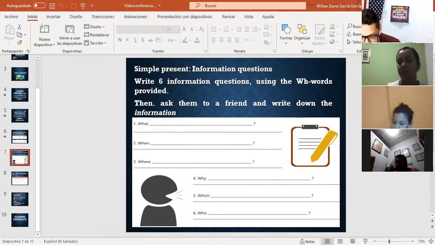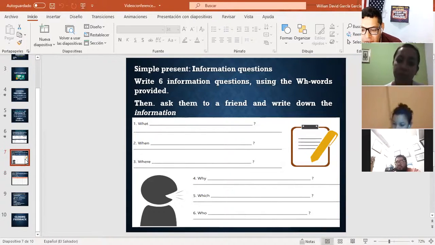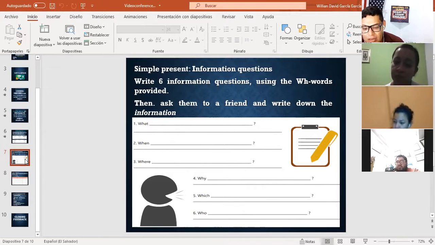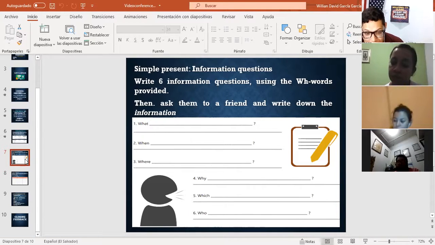Usted escribe la pregunta y luego cuando ya tenga las 6 preguntas, vamos a formar los breakout rooms otra vez y usted le va a hacer esa pregunta a su compañero. Where do you live? Y su compañero, según la pregunta que usted le haga, le tiene que responder y usted va a anotar las respuestas. So, in this moment, you're going to write 6 questions, one what, when, where, why, which, and who.